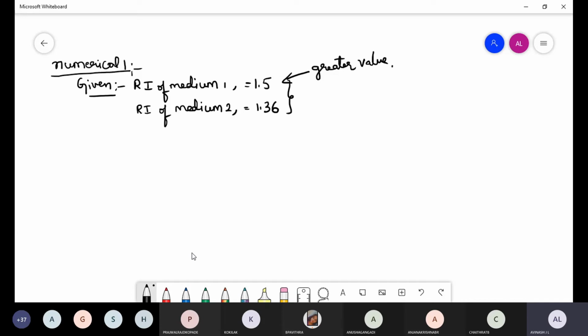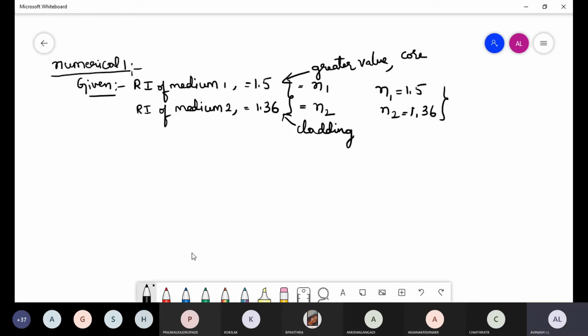So when the propagation is having, we consider the greater value as core. So when we are talking about the core, we call it as refractive index N1, and the remaining thing is cladding. We consider this as the cladding, and for cladding it is N2. So I can say that N1 equal to 1.5 and N2 equal to 1.36.